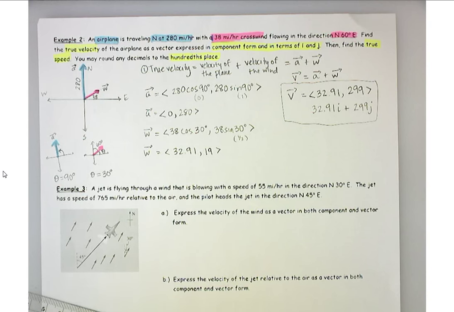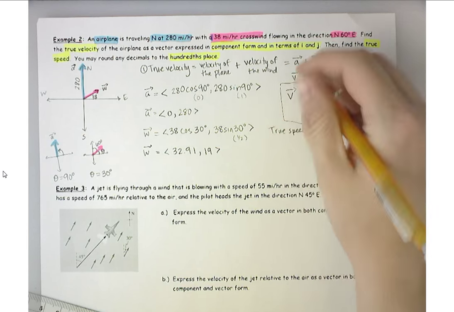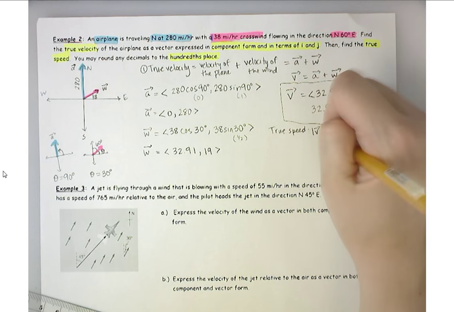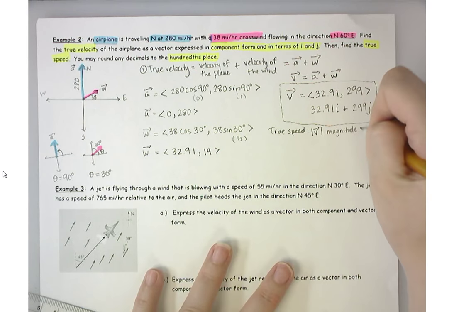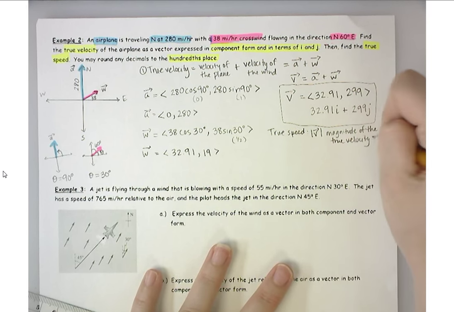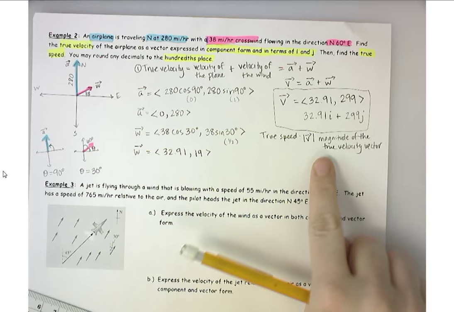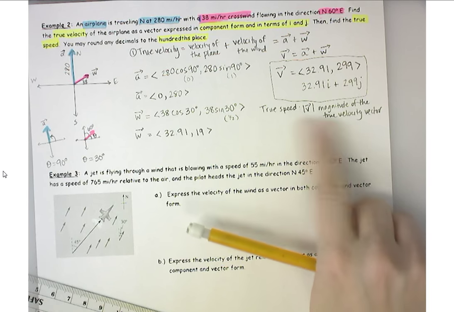And then we also have to find the true speed. So remember, the true speed is the magnitude of the true velocity vector. And I keep writing down these hints for you so that you get more familiar and comfortable knowing that the true speed is the magnitude of the velocity vector. Okay, the true speed is going to be the magnitude.